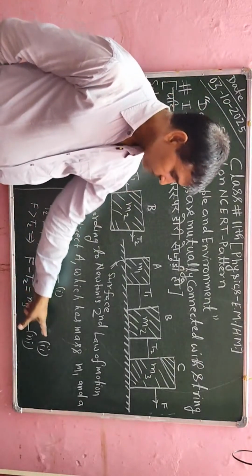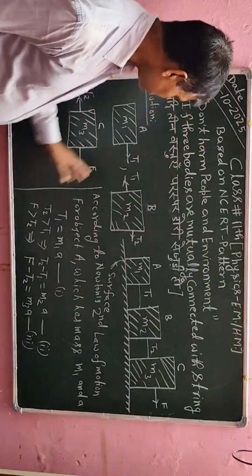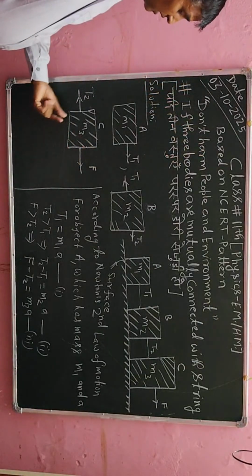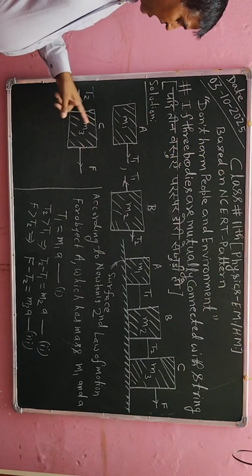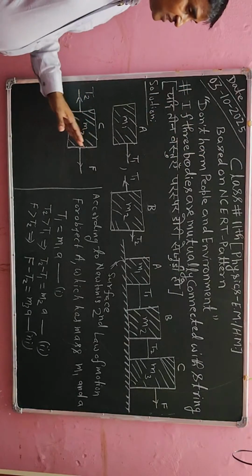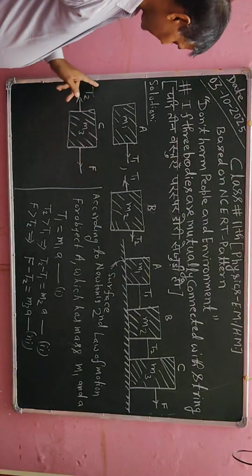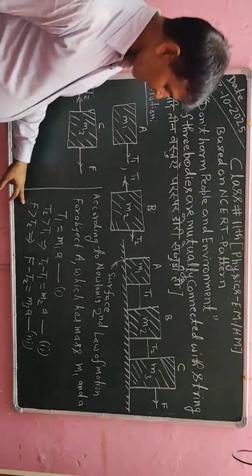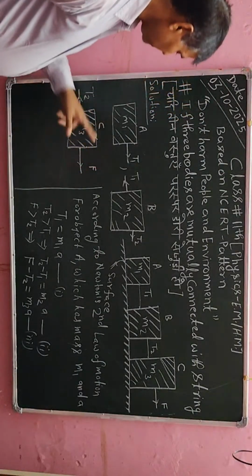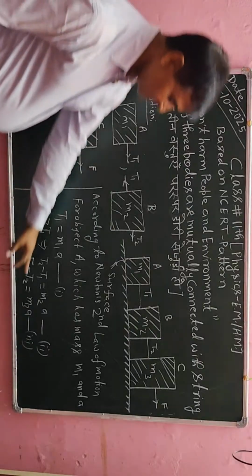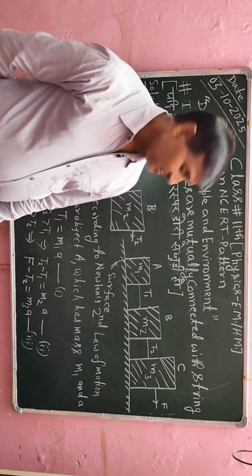So I have written here, this is equation number 2. Similarly, I will consider the third object, C, whose mass is m3. Now this object is moving forward, which means force F is greater than T2. So I take the resultant force, that is F minus T2, which is equal to m3 into A. In this way I have got three equations.